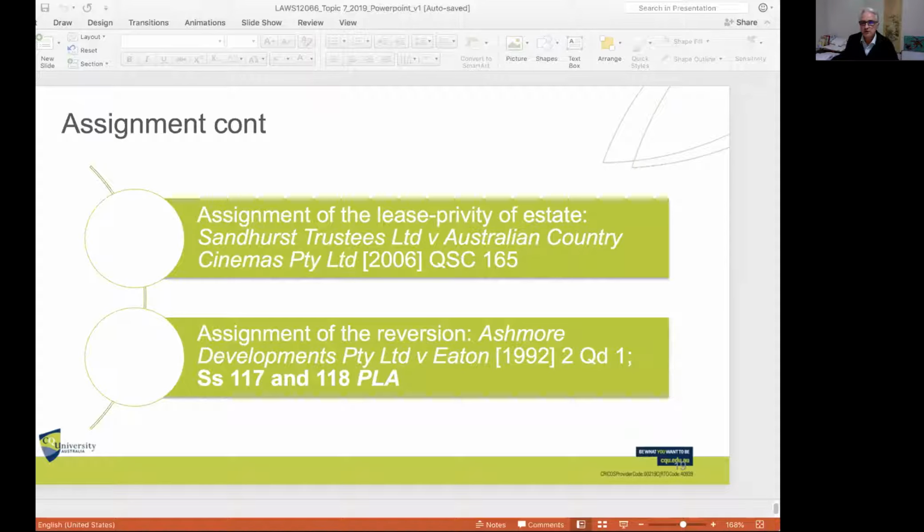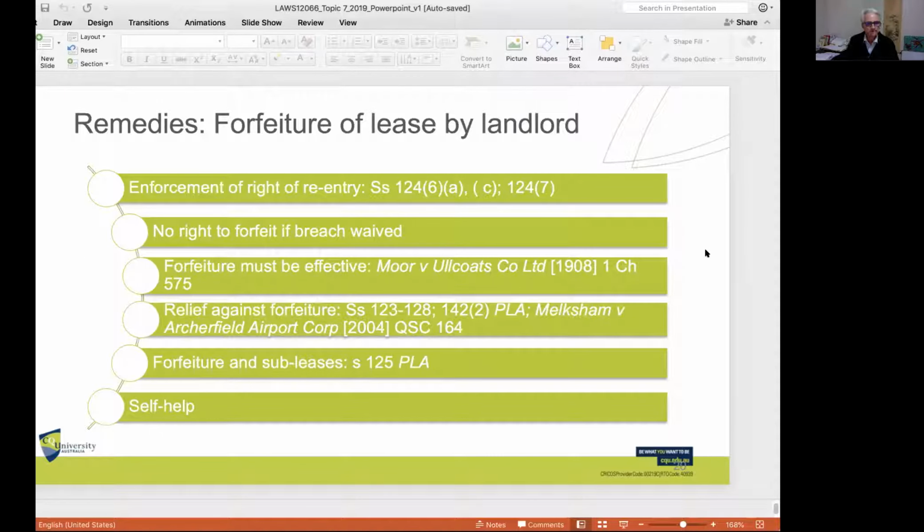Right, so from there, we then look at the idea of remedies, and we have this first area that's referred to as the forfeiture of the lease by the landlord. So the forfeiture of the lease means that the lessee loses the lease and all interests and rights to possession of the demised premises that flow from the lease. Forfeiture is the most dramatic of the lessor's remedies. So it's forfeiting the lease back to the landlord, if you like.